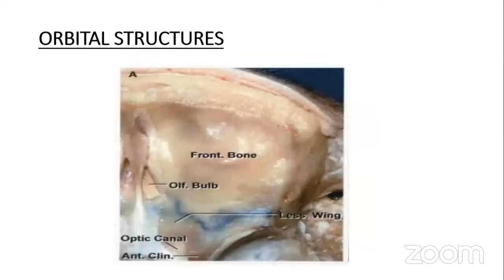Moving ahead, orbital structure. This is viewed from a superior angle. After removing the dura, you can visualize the frontal bone, olfactory bulb, lesser wing of the sphenoid, optic canal, and anterior clinoid process.